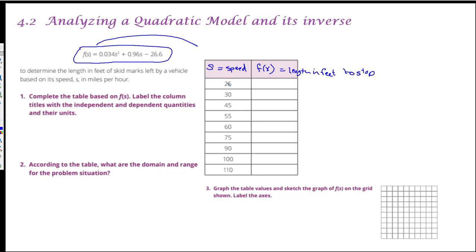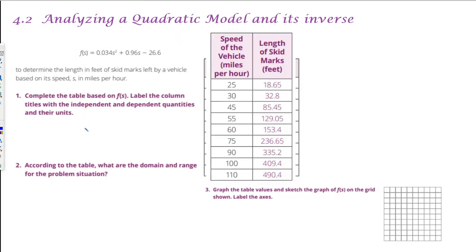So if you're going 25 miles per hour, plugging into this formula, what would your stopping distance be? Our independent variable was our speed, and our dependent variable is the stopping distance. So take a minute and plug those values in. These are the values you should have come up with. As you're increasing in speed, the stopping distance is increasing.